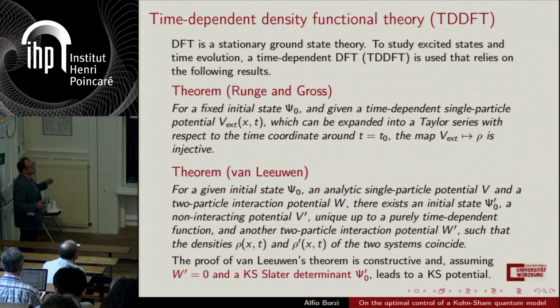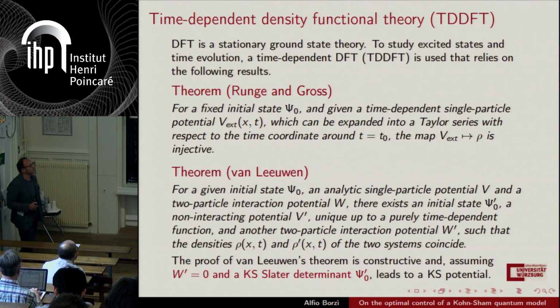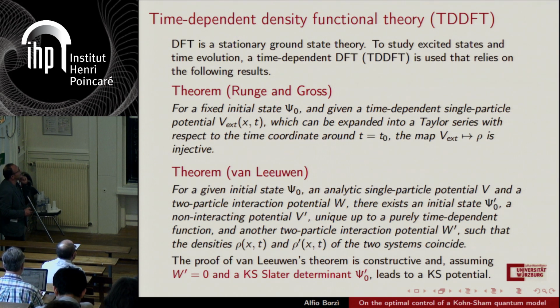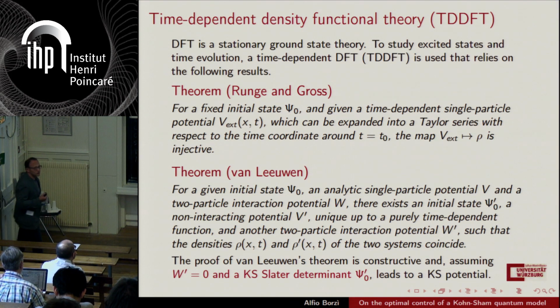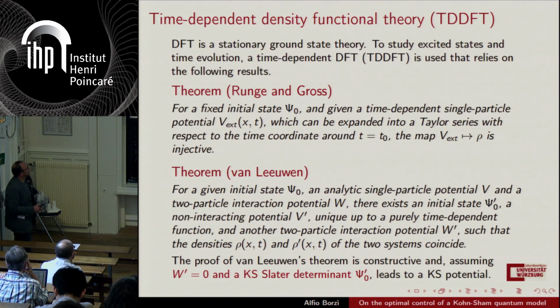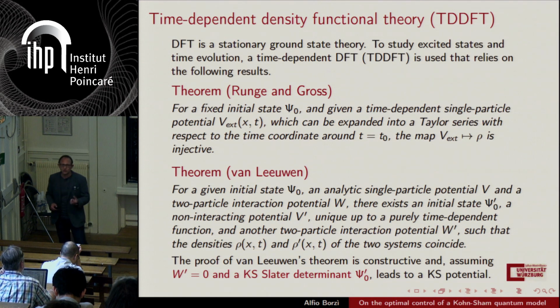Assuming we have two initial conditions, the initial condition is the same for the two systems, and some external potential, then the map potential to density, well, first of all, is injective. So you can recognize if your potential is the right one or not. And then much later, it was Van Leeuwen who tried to explain what was the Hohenberg-Kohn theorem of equivalence of two systems, given an initial condition for one, an initial condition for the other, two external potentials, two interaction potentials. It is possible, if the second one has the Slater determinant representation, to find a potential that makes the density of the two equal. And now the density is time dependent.